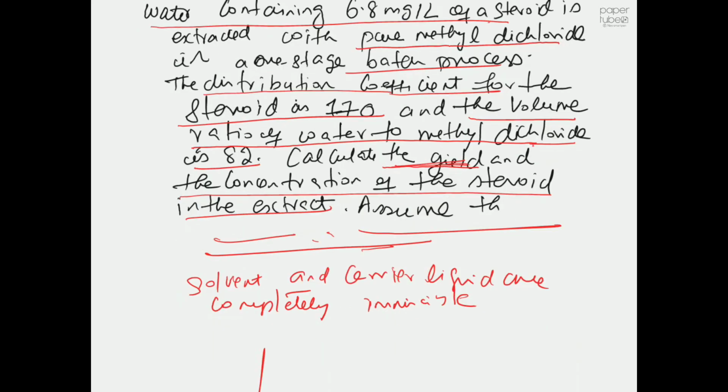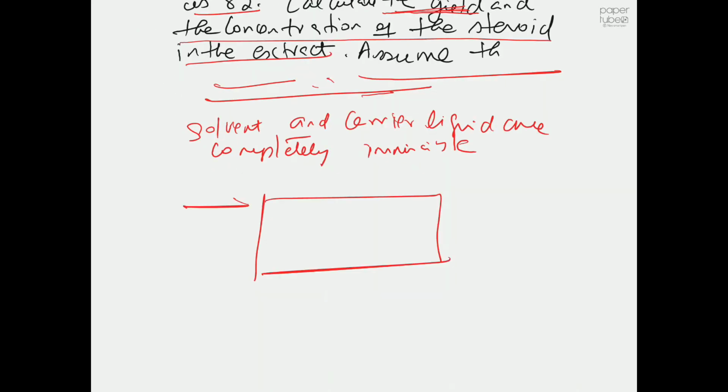So you all know how the extraction works. You have feed, you have your solvent, you have your raffinate, we have extract, and then XF is the solute fraction in the feed, and then X1 is the fraction of solute in the raffinate side, and then Y1 is the fraction of solute in the extract side, and Ys is the fraction of solute in the solvent side.